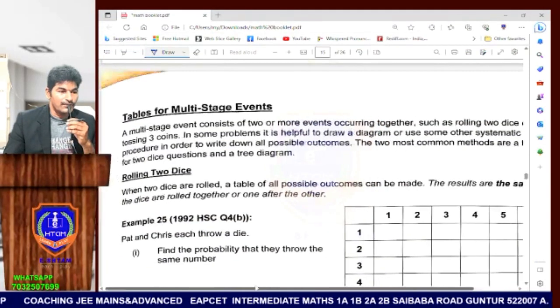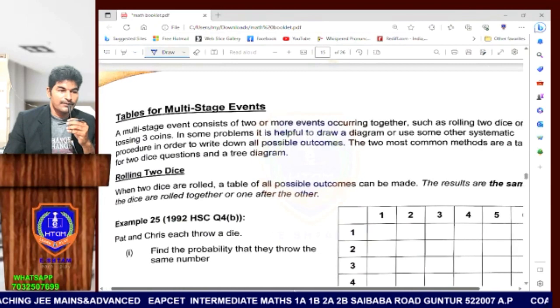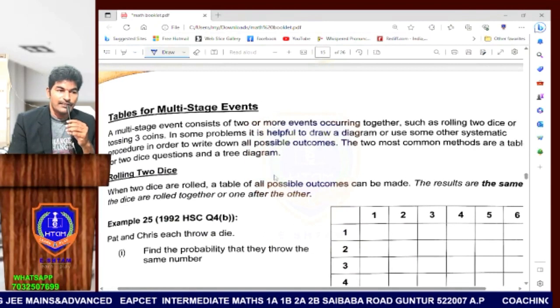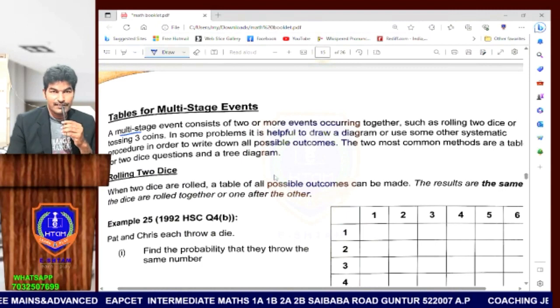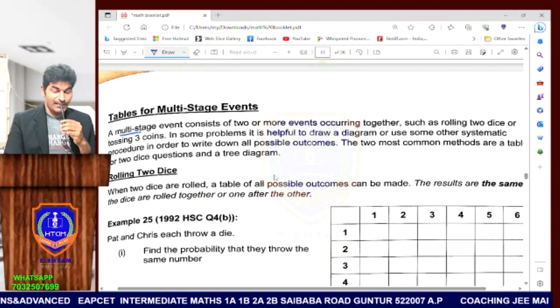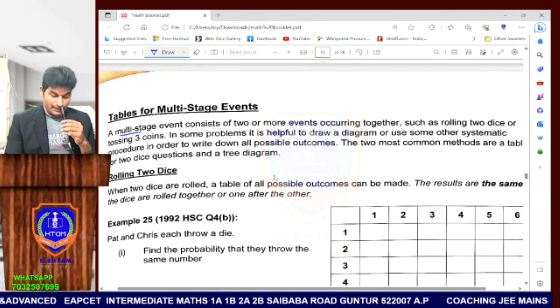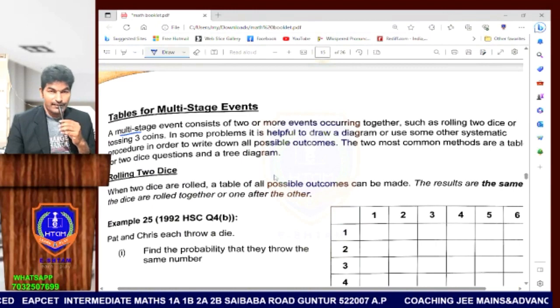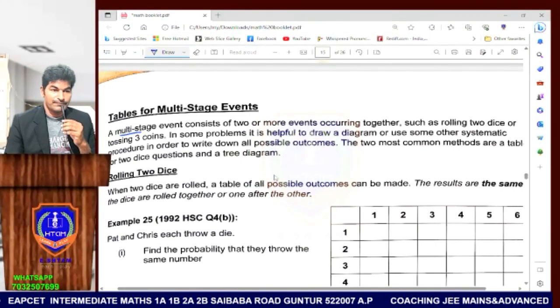Now, next concept. Tables for multi-stage events. A multi-stage event consists of, multi-stage means, so many things happening, and we will calculate the probability for the final stage that we want. I will tell you with an example, okay?